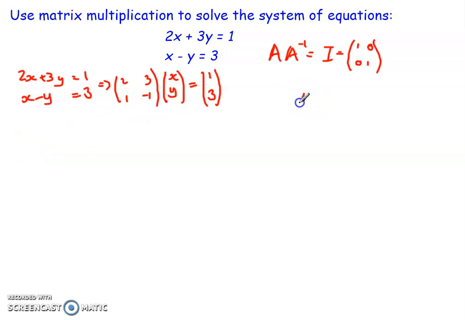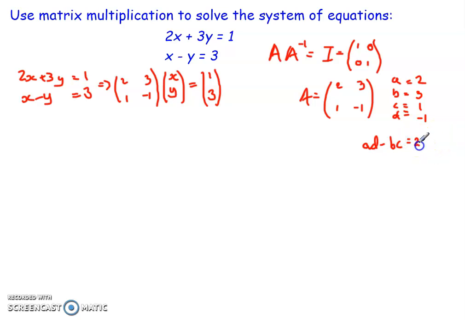Now, I know that the matrix A is equal to 2, 3, 1, negative 1. So what that means is I can read off my variables A, B, C, and D, because I know that A is 2, B is 3, C is 1, D is negative 1. Again, check my determinant, AD minus BC. That's going to be 2 times negative 1, take away 3 times 1. So that's negative 2, take away 3. So that's equal to negative 5.